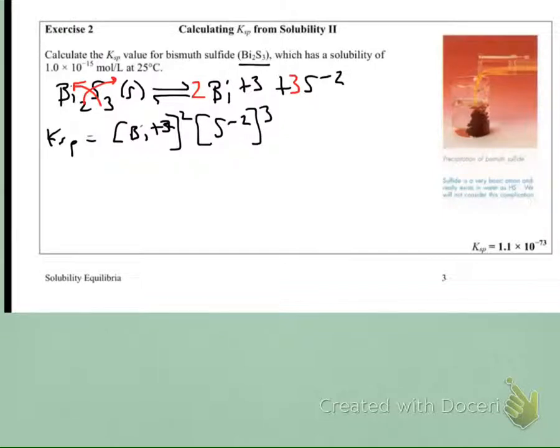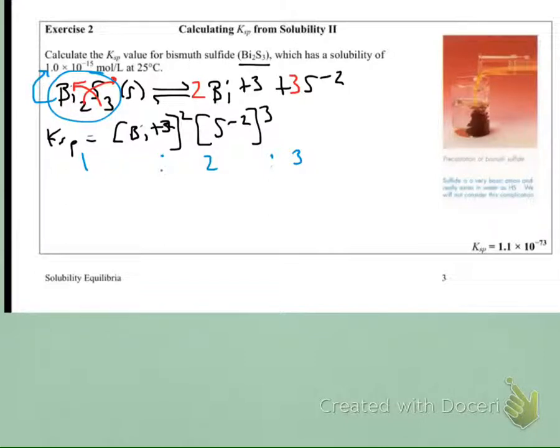And if we know that we have a value of 1.0 times 10 to the negative 15th moles per liter for bismuth sulfide, so this value here corresponds to our bismuth sulfide. And if we want to think that our ratio here is 1 to 2 to 3, then my value for the bismuth ion should be twice the amount of the solid, and for the sulfide ion it should be 3 times the amount of the bismuth solid.